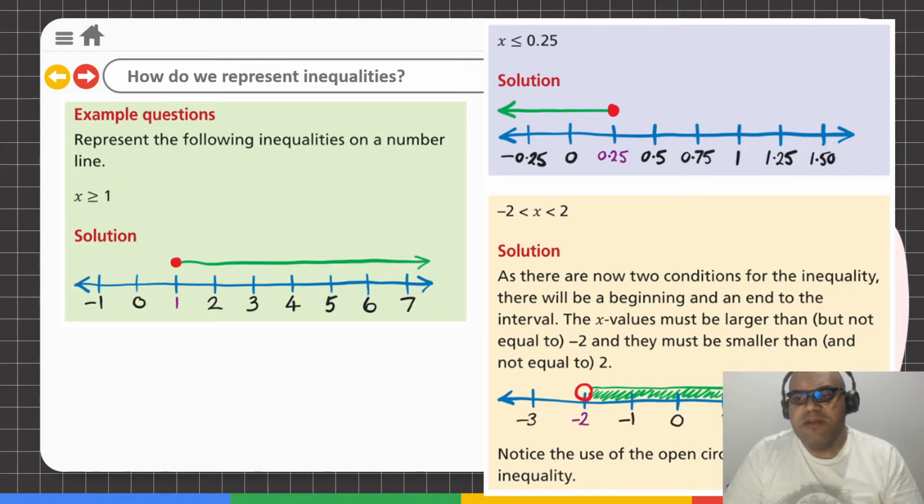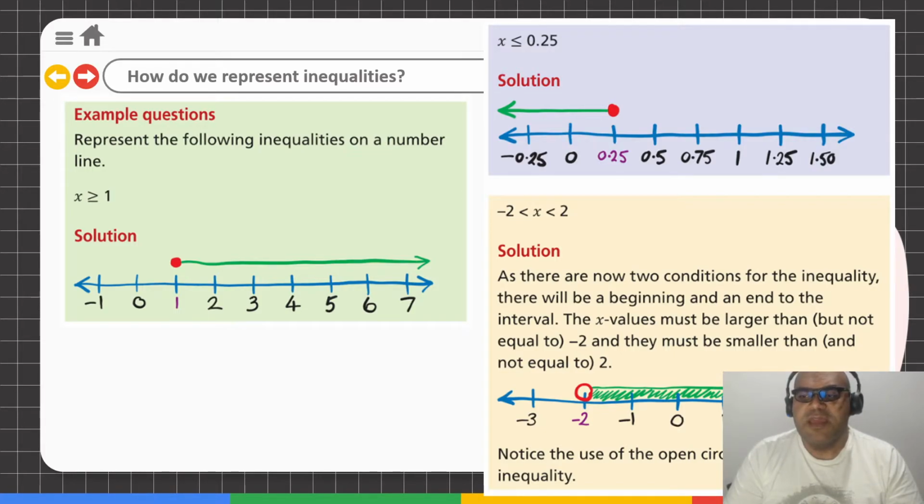And the other example here: -2 is less than x is less than 2. Here, guys, as you notice, we have two conditions of inequality. We have one in the beginning, another one in the end. How does it work? Well, with these two conditions, there will be a beginning and an end to the interval. The x values must be larger than but not equal to -2, and they must be smaller than and not equal to 2.